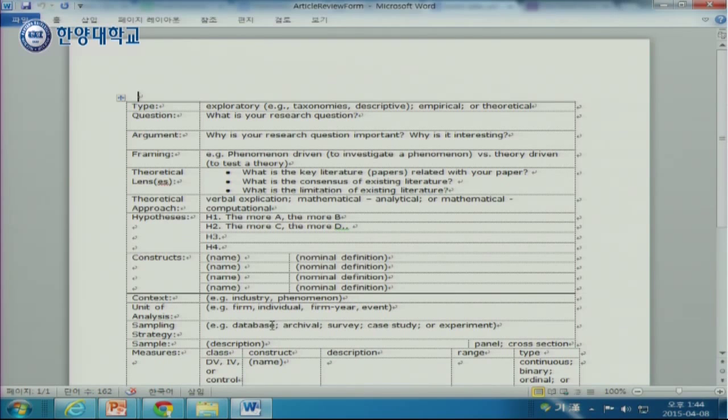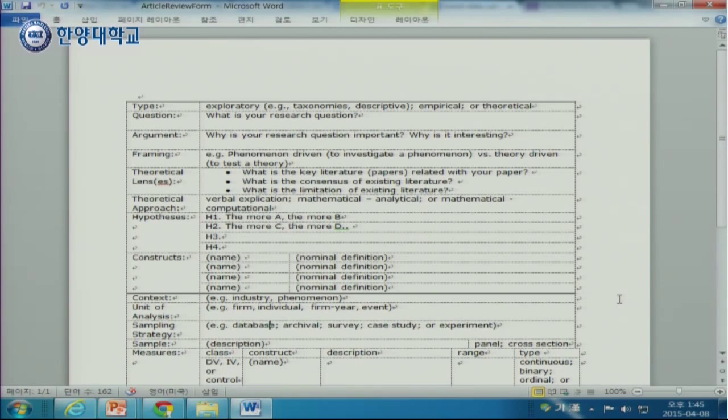Anyway, if you want to use FN Guide or Yahoo Bond, it is a database. Or archival data, like media data or a firm's internal document. Or maybe you want to do a survey, or a case study, or maybe an experiment with people. So it is up to you. I'm open to all sampling or research strategies. As far as it fits your research question, they are fine. You can just pick the optimal research strategy for your research question.